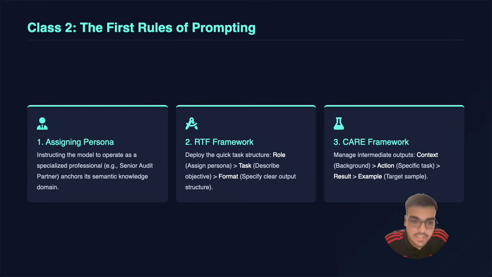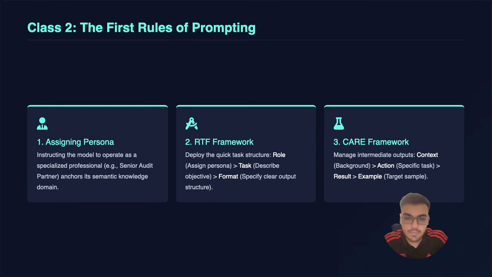So, in class 2, we introduce the first rule of prompt design. Prompt engineering is not about guess and check. It is about applying structured thinking to guide the model's semantic focus. First is assigning persona by telling the model you are a senior forensic accountant or you are a veteran copywriter, whatever your role is. So you will instruct the LLM to narrow its attention to that specific domain of knowledge, which instantly improves the accuracy of the output. Second is the RTF framework.